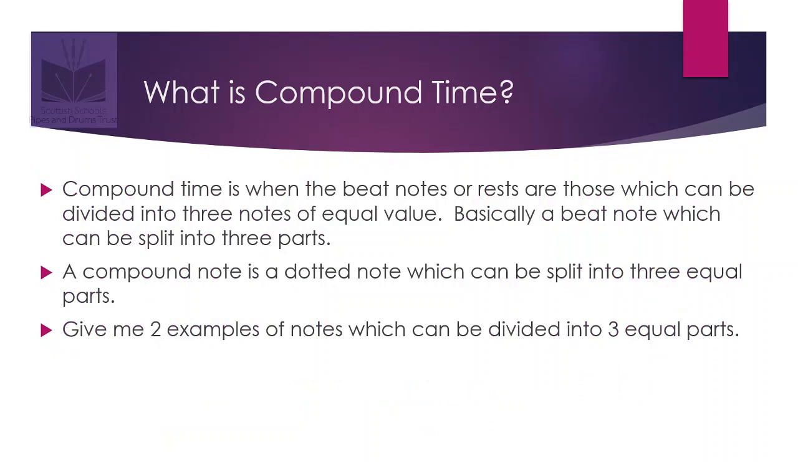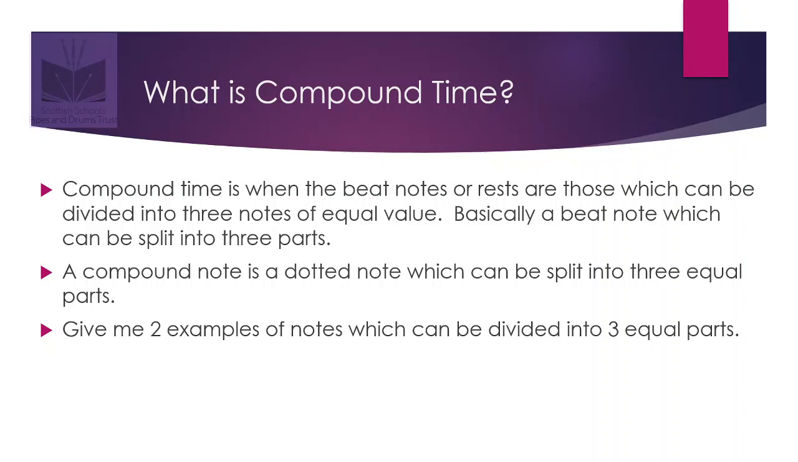What is compound time? Compound time is when the beat notes or rests are those which can be divided into three notes of equal value. So the exact same as a simple note, except you're adding a dot to it. Remember, the dot increases the note by half. So when you see a dot, you're going to know straight away that that's a compound note.